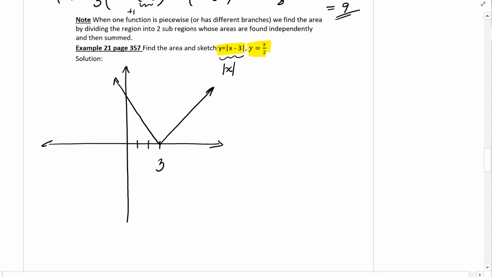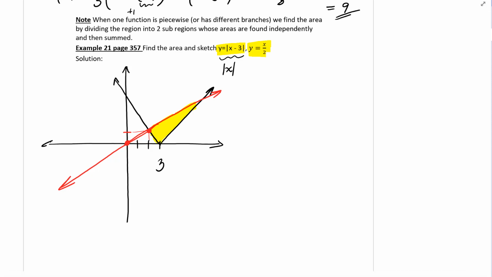And x over 2, well, that would be 0, and then go up 1 and over 2, and let me see if it's 2, I get 1 here. Yes, so they do intersect. And so when we connect them, we get something like this. So basically, the region that we want to calculate its area is this one.